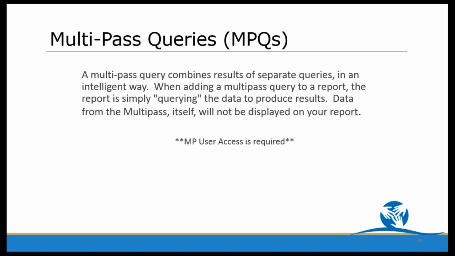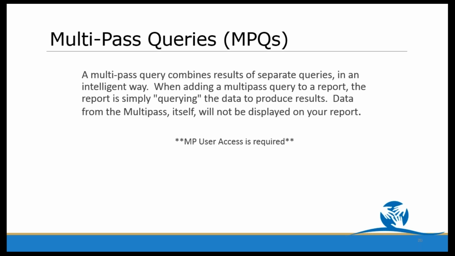This is something that when people start using multipath queries, they get very confused. A multipath query is just that. It is querying results. It is not going to show you that A1C value in my appointment report. It's going to show me all the patients that are coming in that didn't have an A1C in the last 3 months.